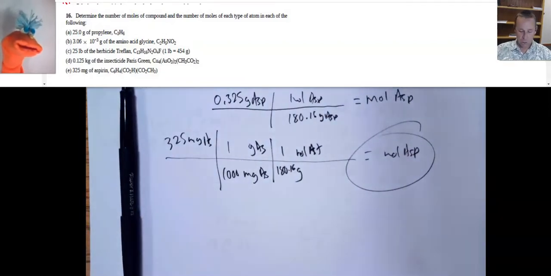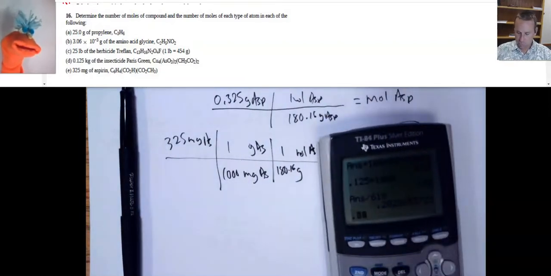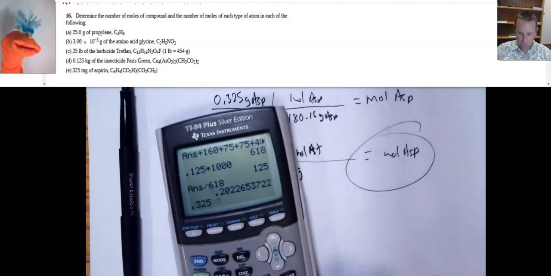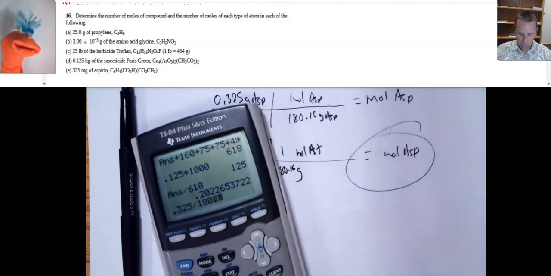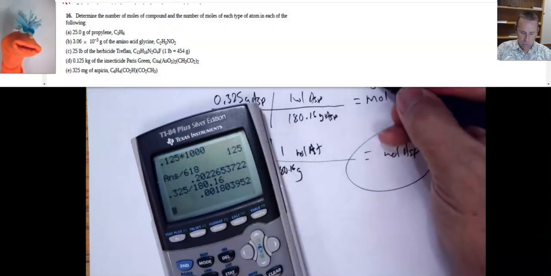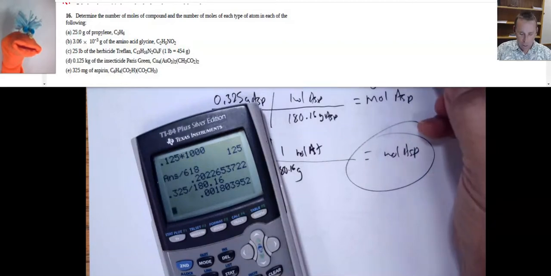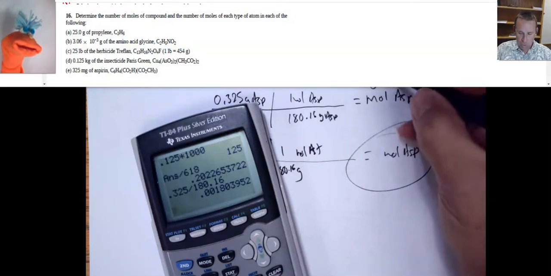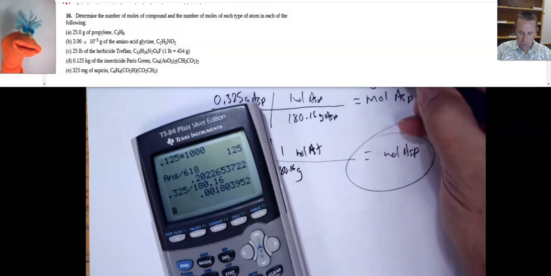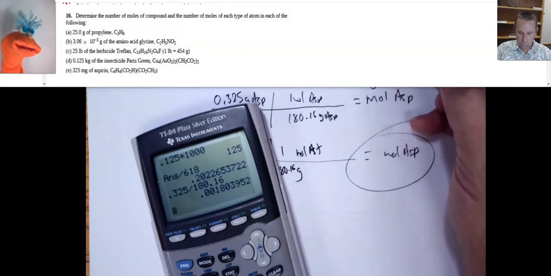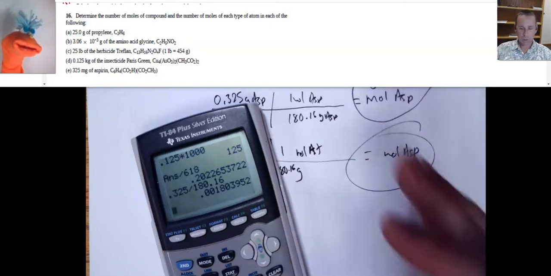Okay, good. So 0.325 divided by 180.16. So 0.0018, 0. That's 3 significant figures. Minus 1, 2, 3, minus 3. So that's how many moles of aspirin.